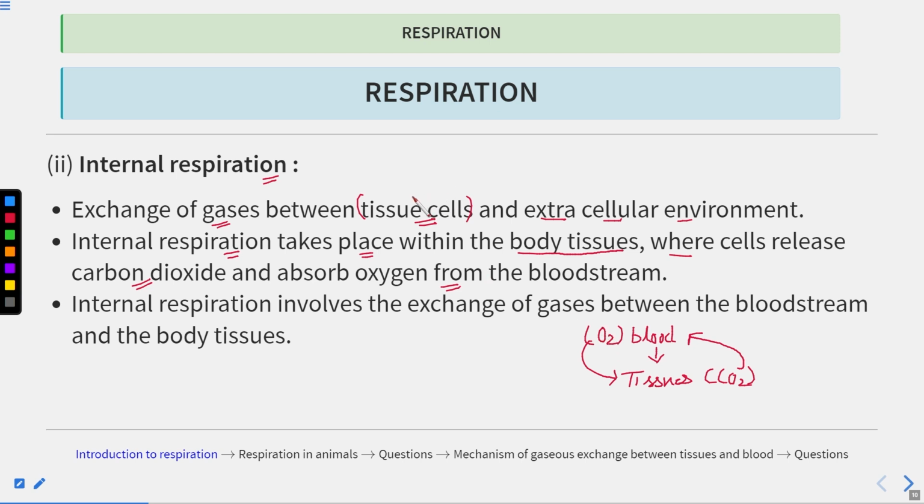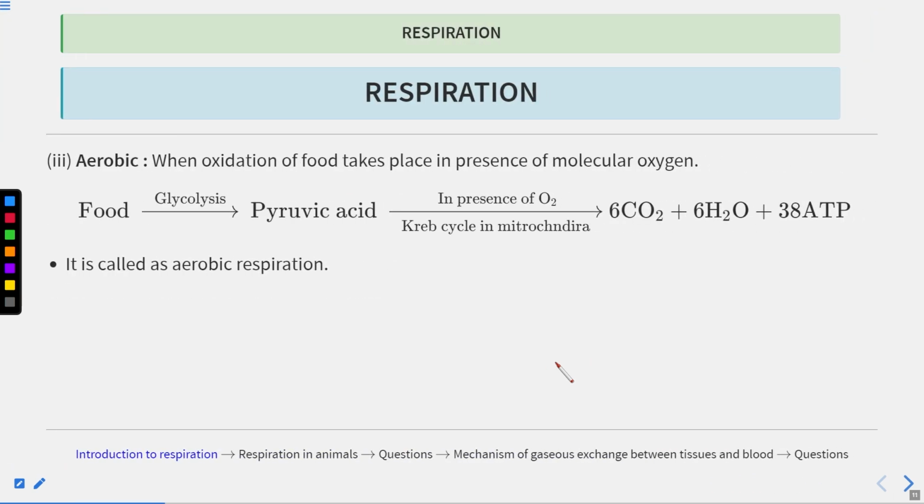It is between the tissue cells and the extracellular environment. Now internal respiration involves the exchange of gases between the bloodstream and the body tissues. And I have already explained how the exchange of gases takes place during internal respiration. Now the third one is cellular respiration. So the third one is the aerobic, you can say, or the cellular respiration. Here what is happening? Oxidation of the food takes place in the presence of molecular oxygen.